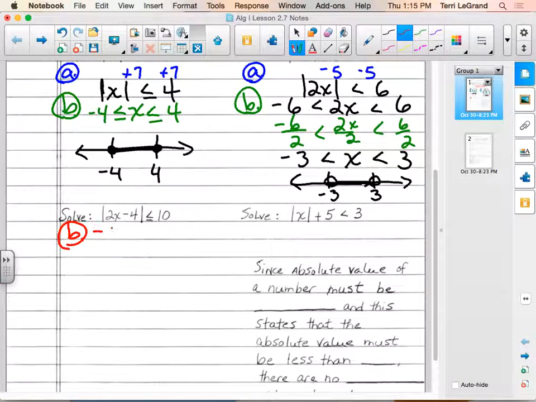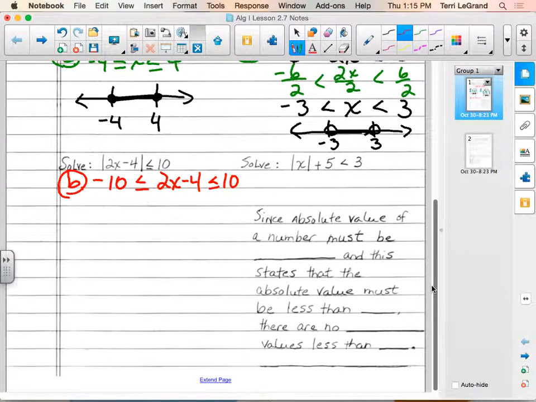So we're going to say -10 at this end, because that's on the number line, to the left, is less than or equal to our 2x take away 4. We ditch the absolute value bars, is less than or equal to our positive 10. And now we're ready to solve this. And this is what we've been doing before this, right? What would be our first move? Adding 4 to every region. So we're going to add 4 in each region. Go ahead and finish solving it, because you know how.